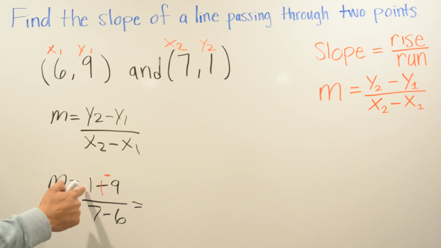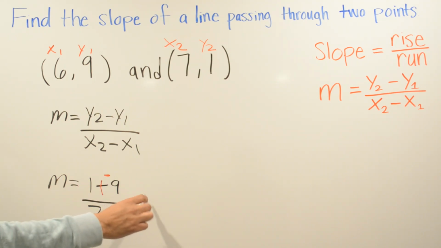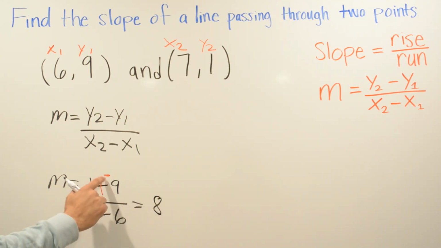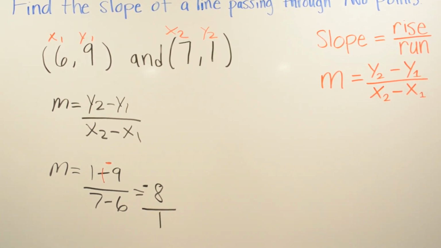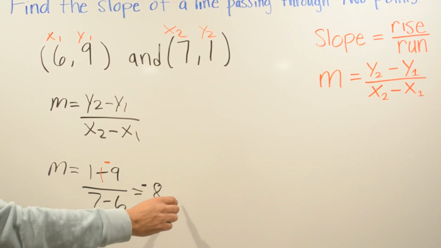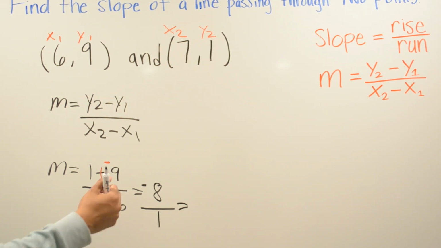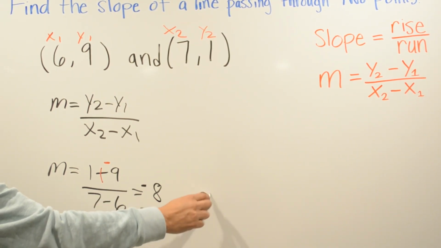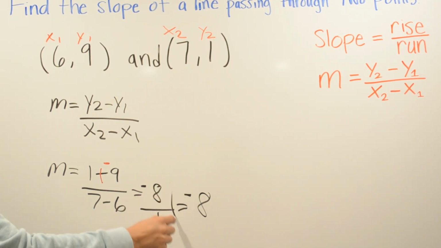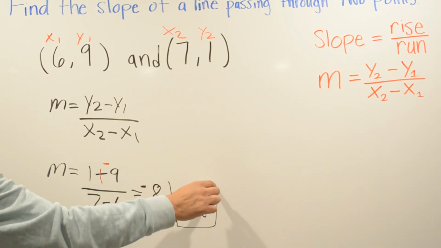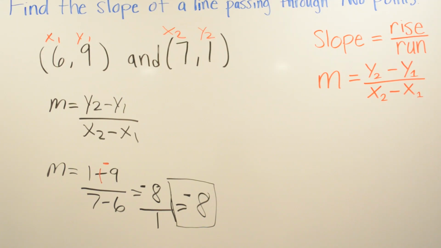So 9 take away 1 is going to be 8. Don't forget to put your negative. And then we have 7 minus 6, which is going to be 1. And 1 goes into 8, 8 times. But don't forget that a negative times a positive is going to be a negative. So the slope for this problem is going to be negative 8.